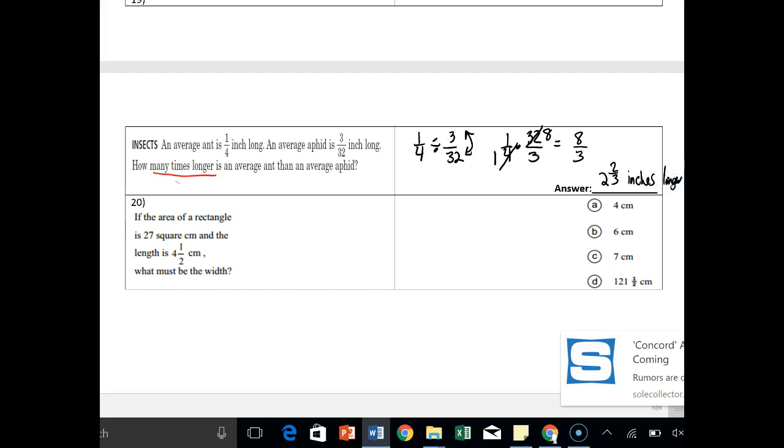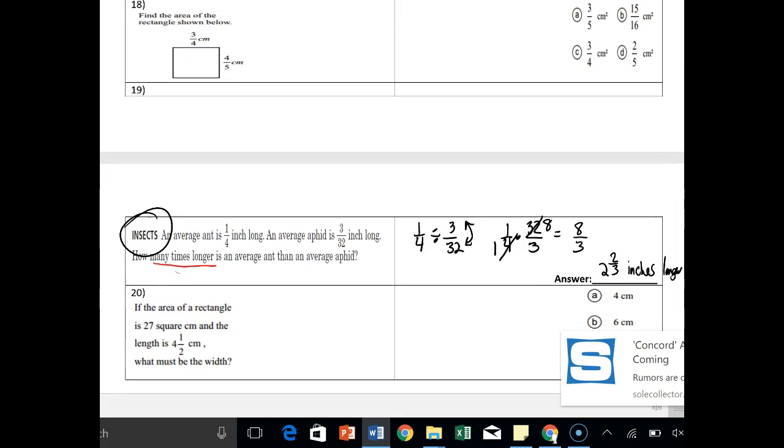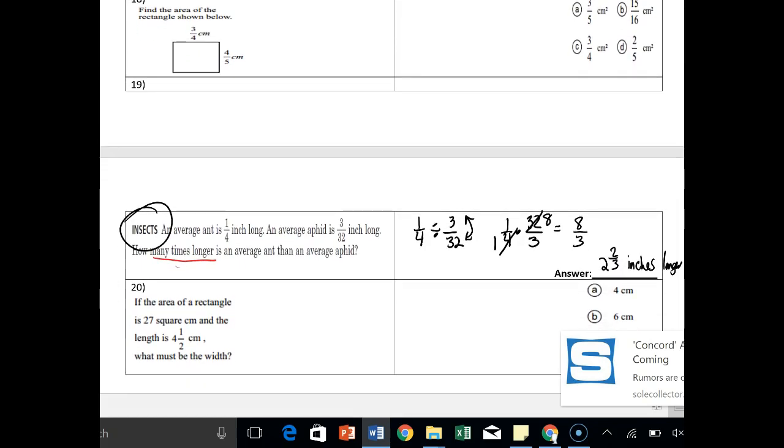Right? So let's actually talk about this one tomorrow in class. I think I might have messed you up on it. For number 18 and 19, it says area here. Area is just length times width, so you're going to take the length times the width.